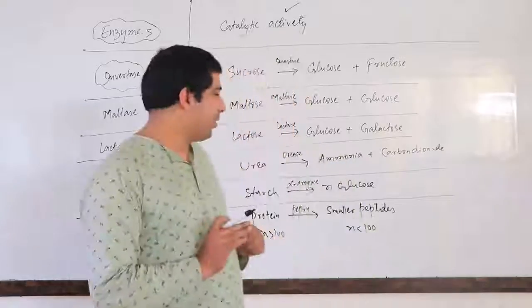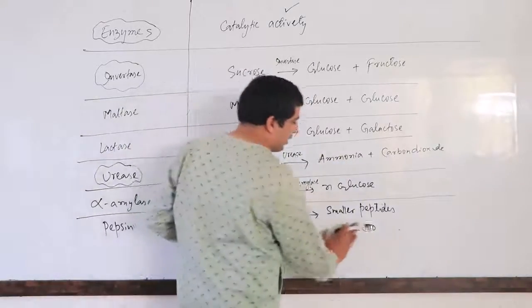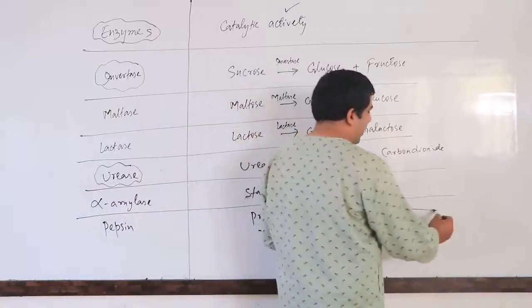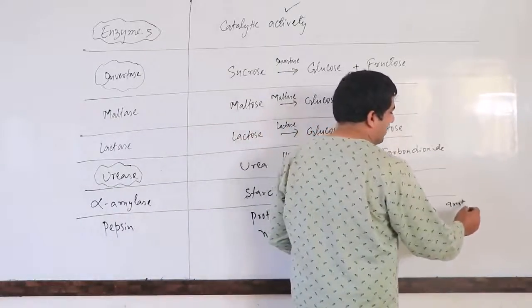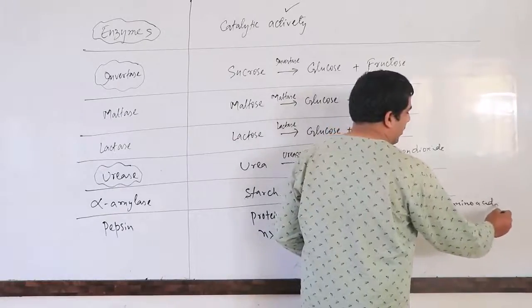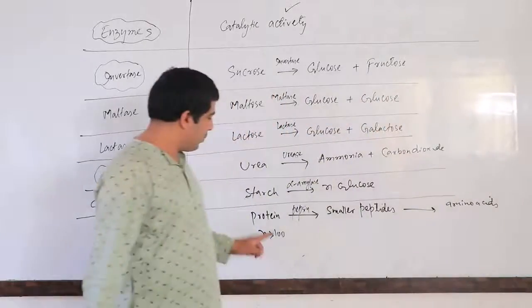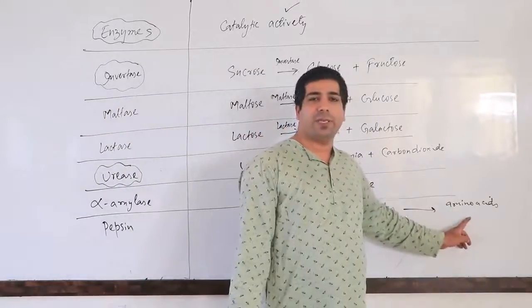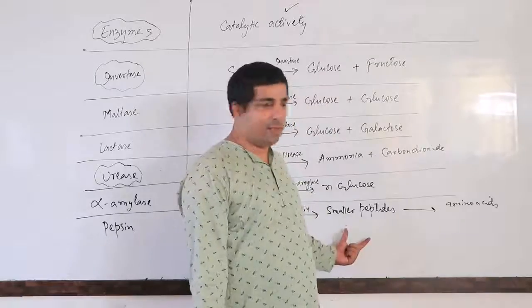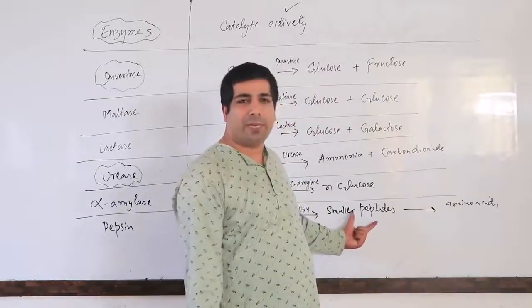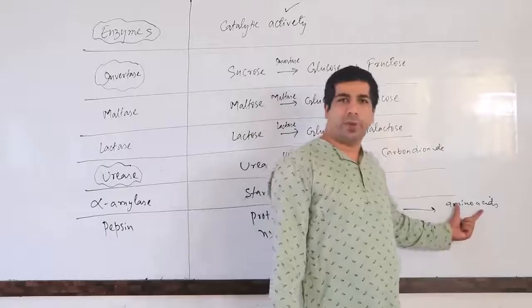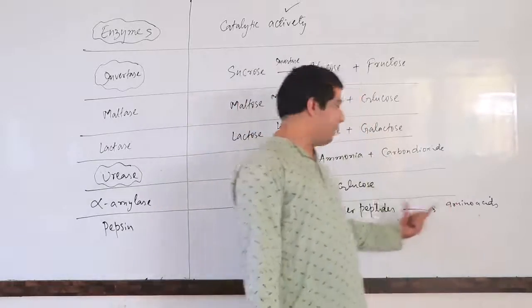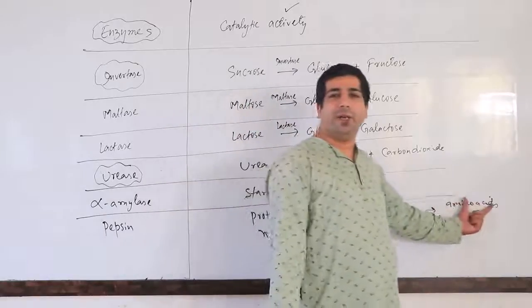I hope you are understanding or not. So protein is converted into smaller peptides, and then these smaller peptides can be further converted into amino acids. If it is a decapeptide, for example, you can get 10 amino acids from it. If it is a dipeptide, you will get 2 amino acids. If it is an octapeptide, you will get 8 amino acids.